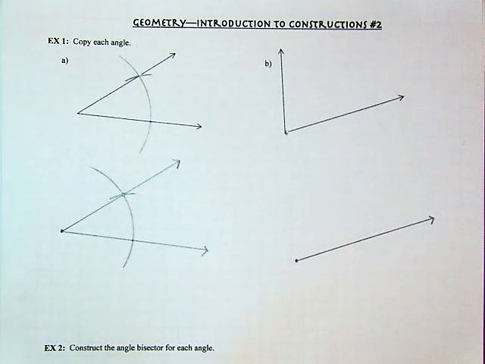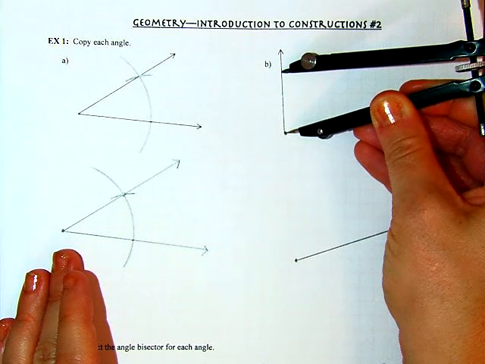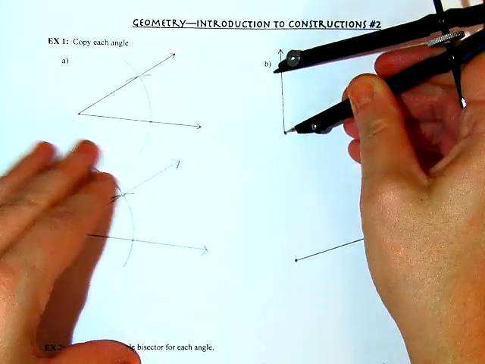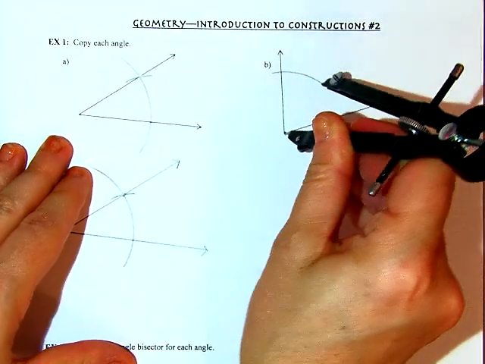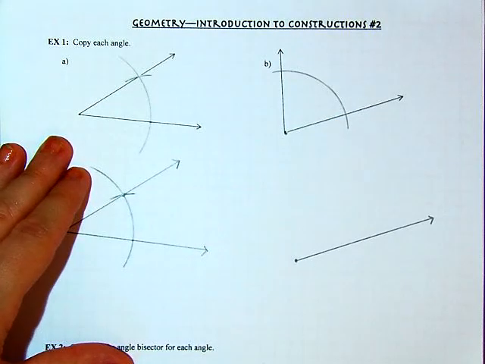Okay, I want my compass to be open to a setting where it will slice through both of the rays. So when I go like this, I just want to make sure it's going to slice through. Will it slice through over here? It will. Okay, I can rotate my paper or I can twist my hand with my compass. I just want to draw that initial arc just like so.